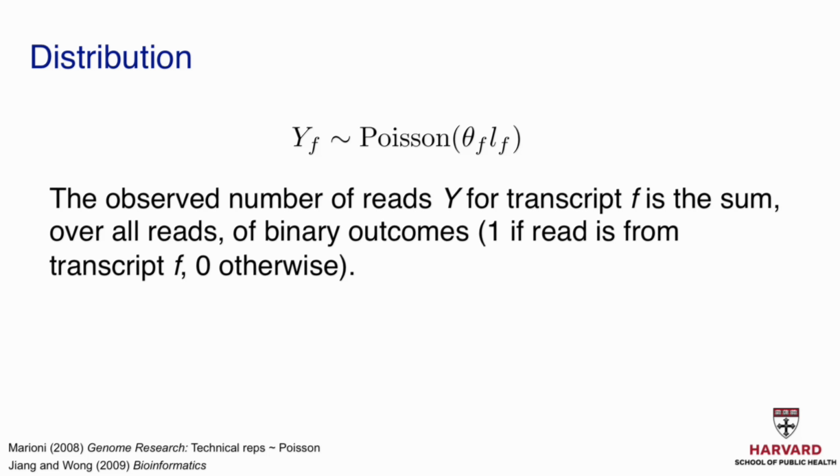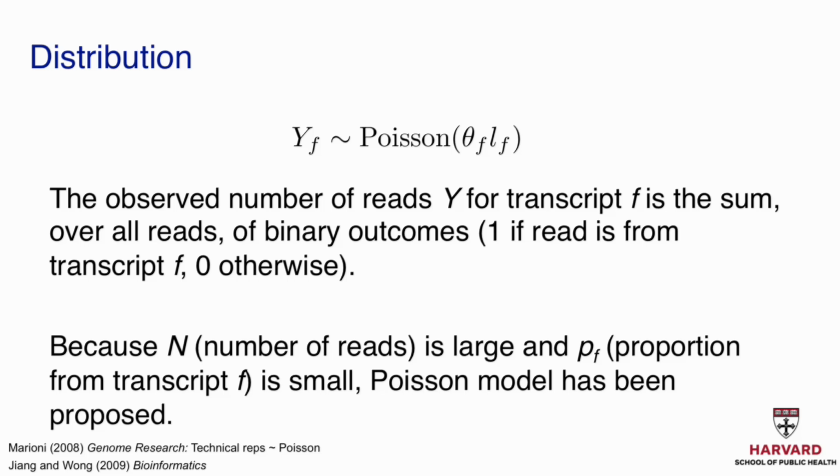And why is it Poisson? Well, you can think of it this way. Y f is basically a sum of zeros and ones. Each read either is or is not from transcript f. So we're taking a sum of binary data where the total number of things we're adding, n, is very large. That's the number of reads. And the proportion that are from this fragment is very small. So this is similar to the lottery example we gave in a previous model. And here the law of small numbers tells us that a sum of binary outcomes with a large n and a small p can be modeled with a Poisson.